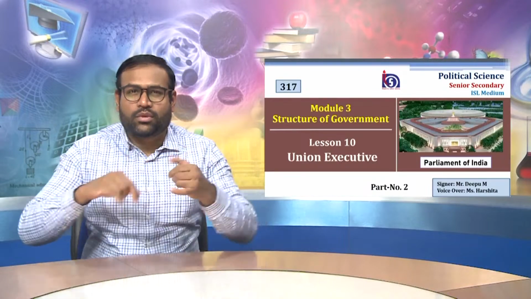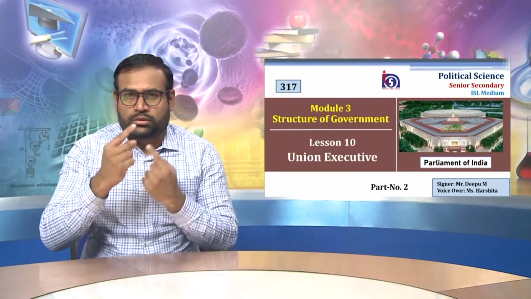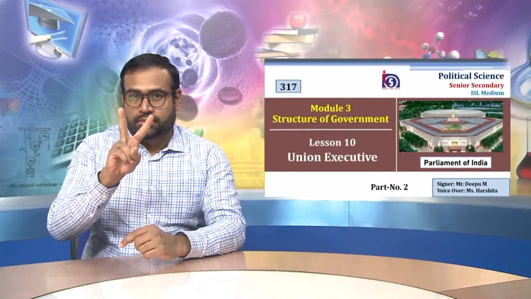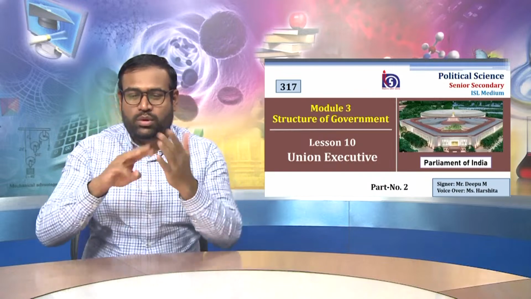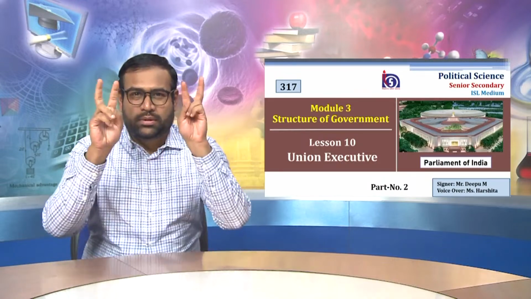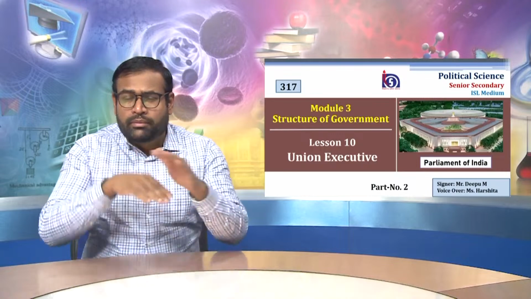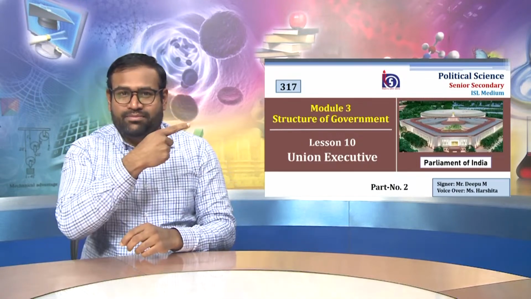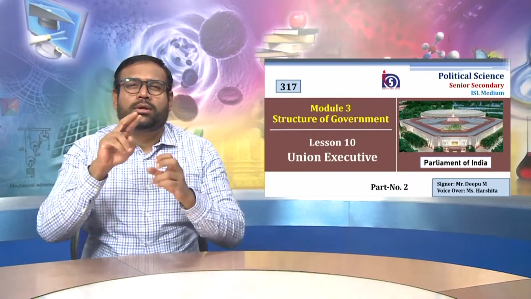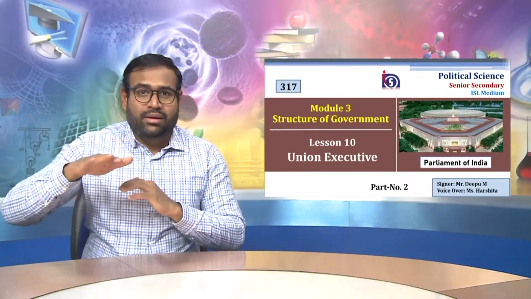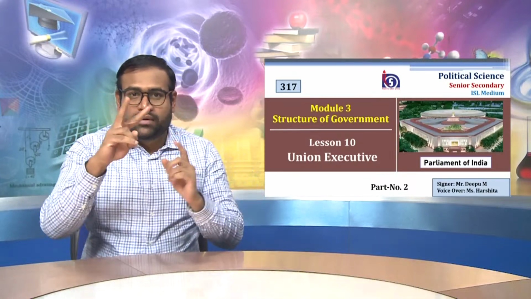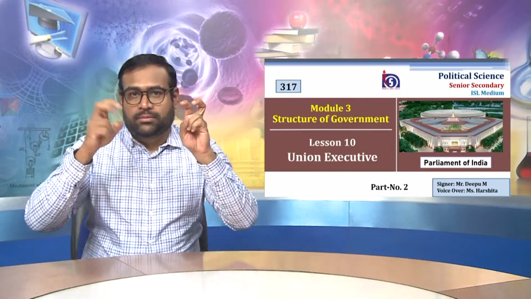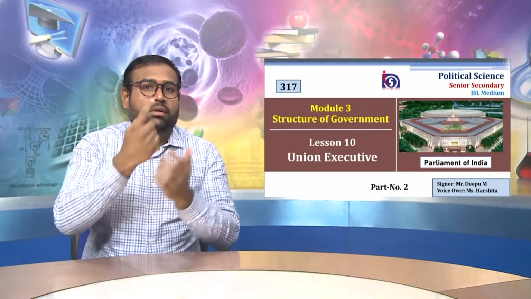NIOS welcomes you all in this video for subject Political Science. Code is 317 for Senior Secondary class. This is module number 3, Structure of Government, lesson number 10. Topic is Union Executive. This is part 2.